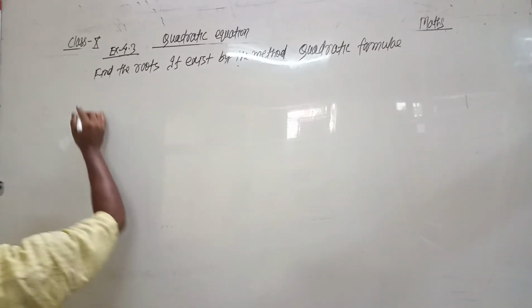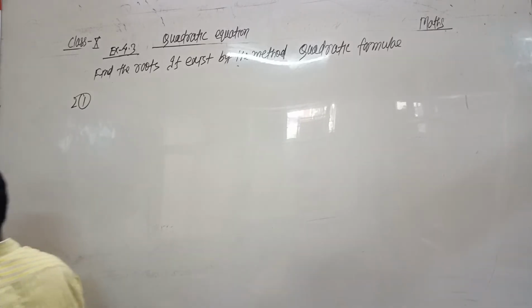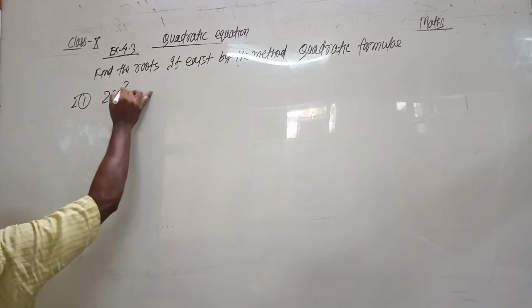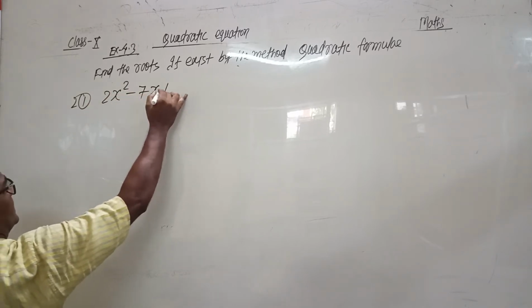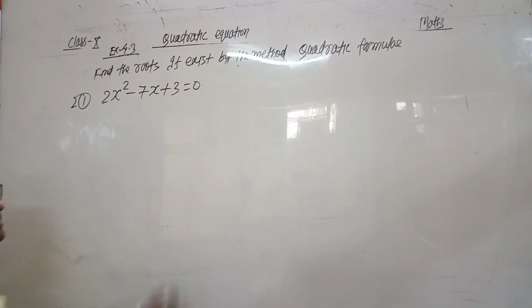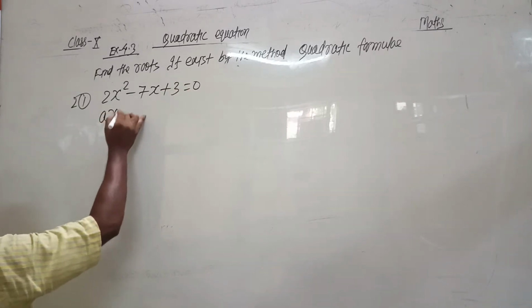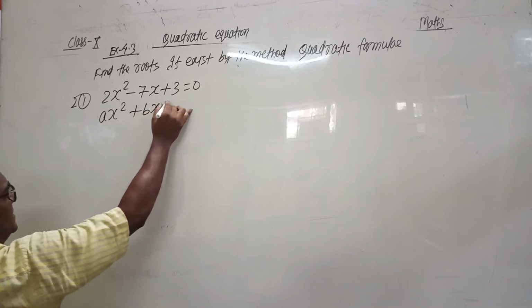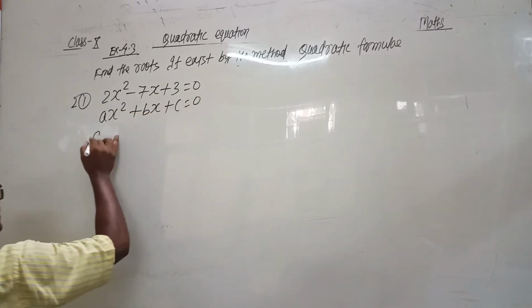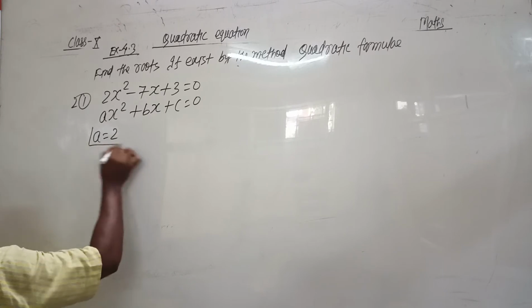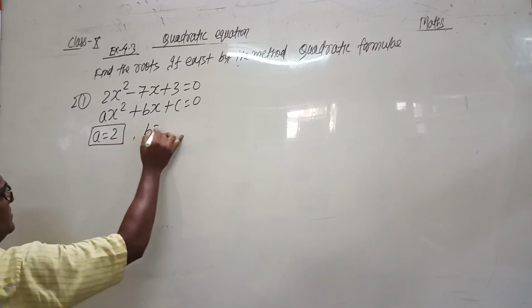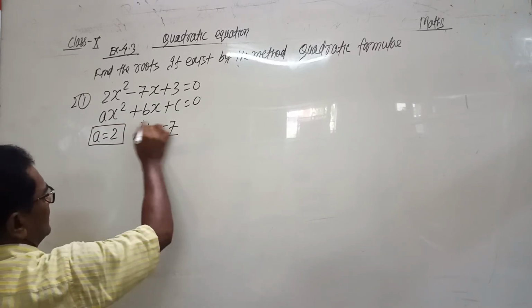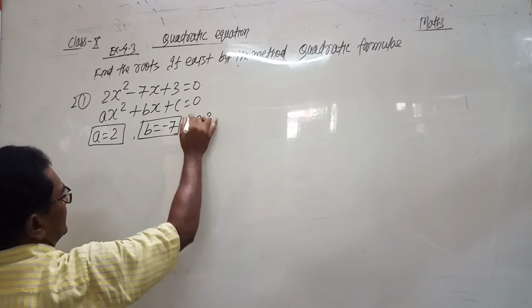So the first part of the second question. This is 2x square minus 7x plus 3 equals to 0. Again we compare with the standard equation ax square plus bx plus c equals to 0. Value of a is 2. The value of b is minus 7 and the value of c is 3.